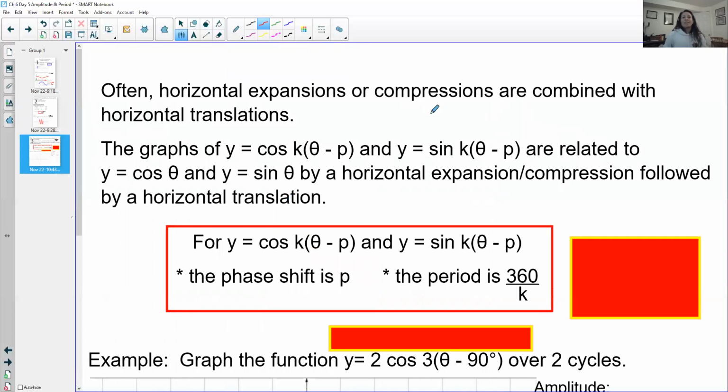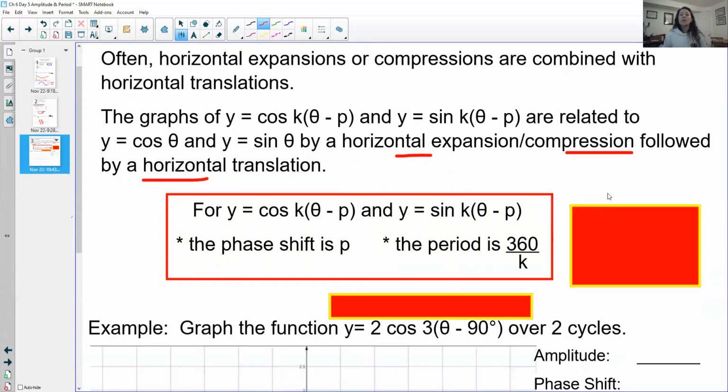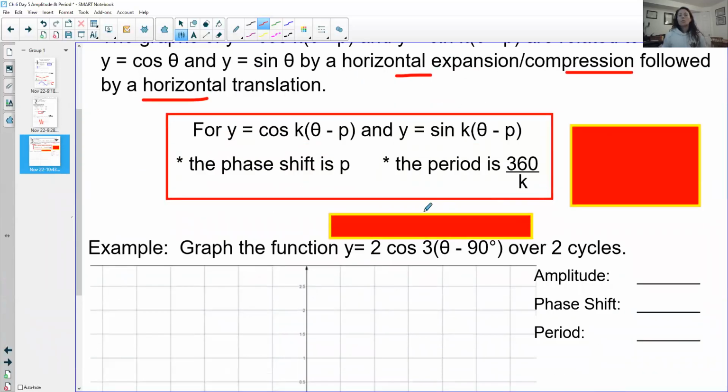It has to do with the period and the phase shift, and it's something that has come up. You ran into it in one of your assignments, and we can combine more of our transformations. So often horizontal expansions and compressions are combined with your horizontal translations. The graphs of these guys are related to basic sine and cosine, but you have some things that are combined together. The one thing that you need to worry about is if there is a K value and a P value, there must be a set of brackets between the K and the theta.